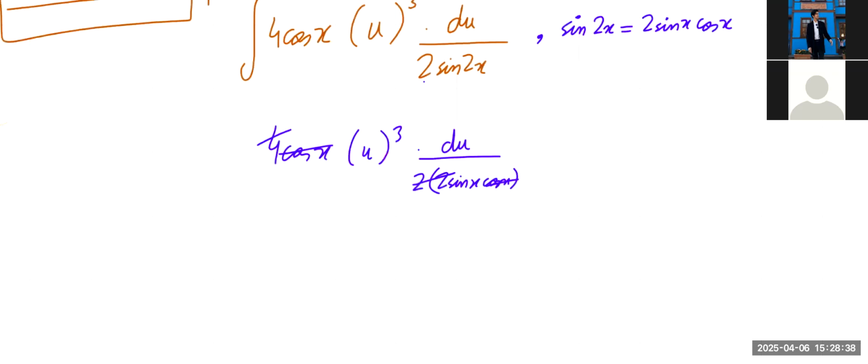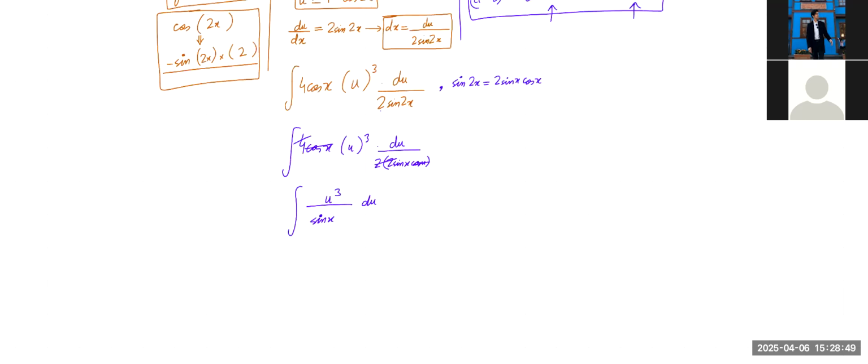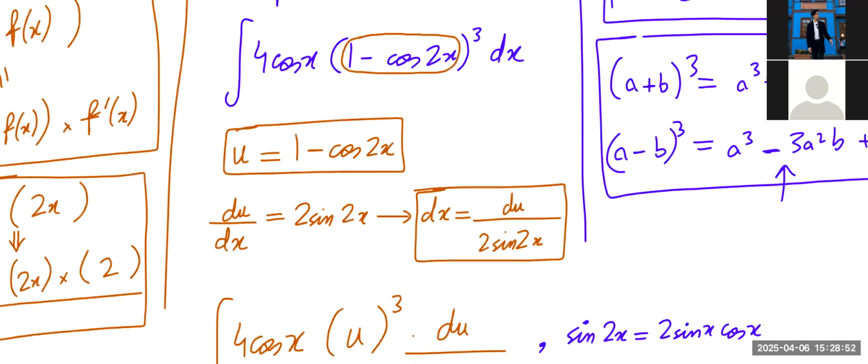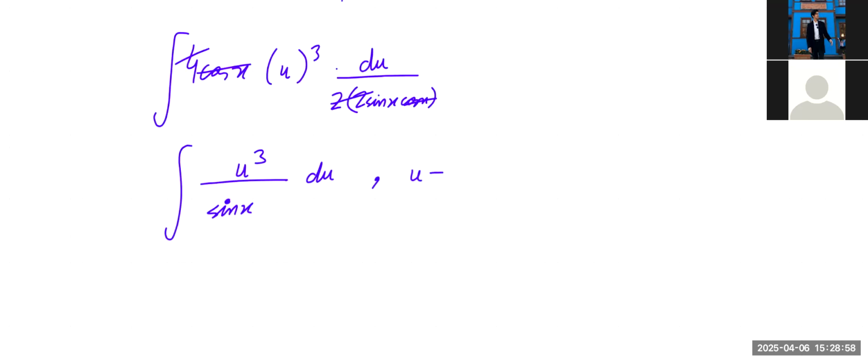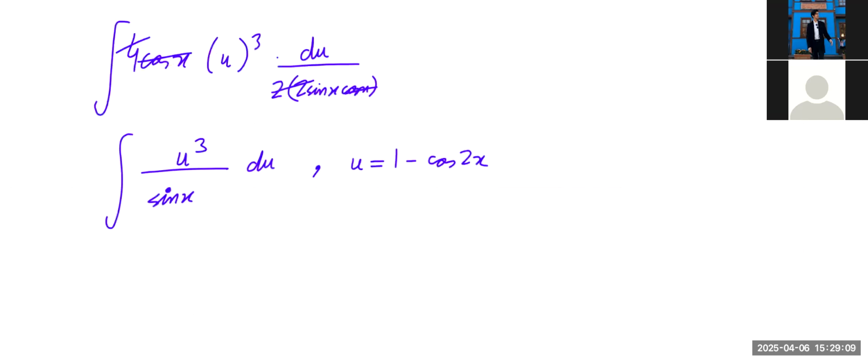So now we have u cubed over sine x. That's still annoying because what is sine x now? For this case, all we can possibly do is go back and think about what u was. u is 1 minus cosine 2x, right? We need to think about, if u is 1 minus cosine 2x, what would sine x be? That's the question. I'm going to use the identity that cosine 2x can also be written as 1 minus 2 sine squared x.